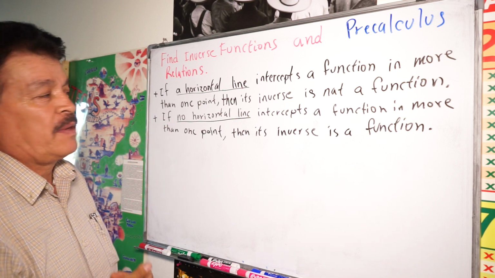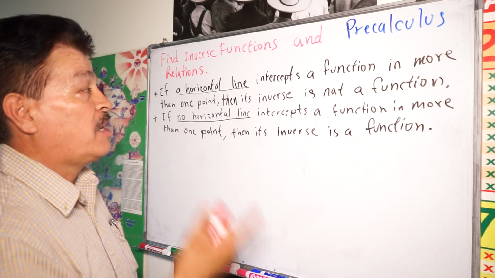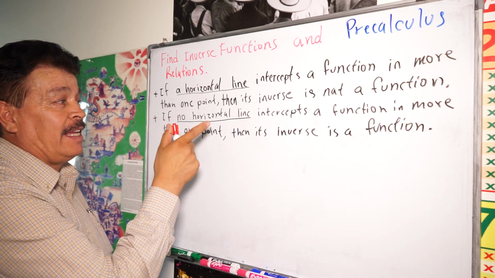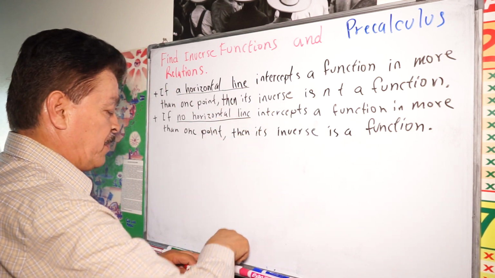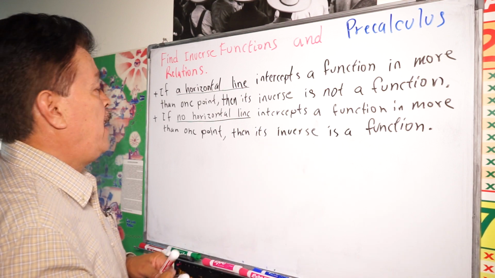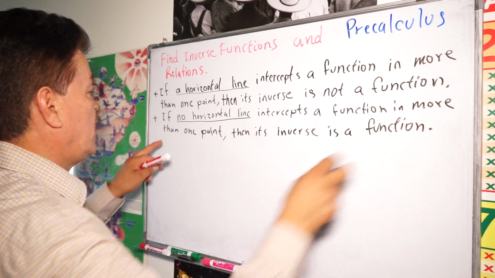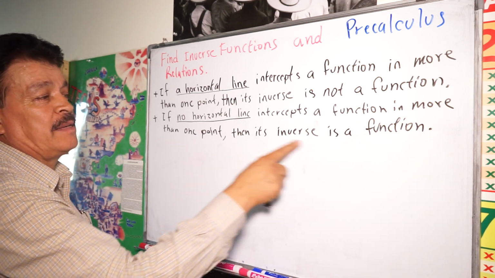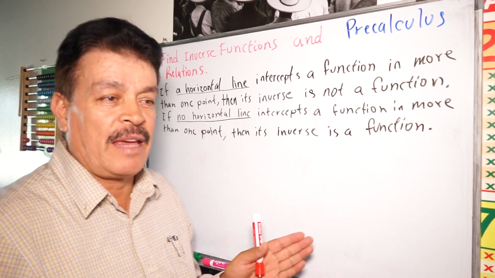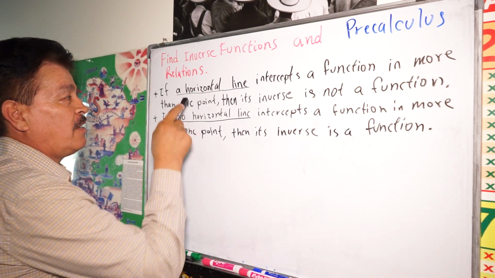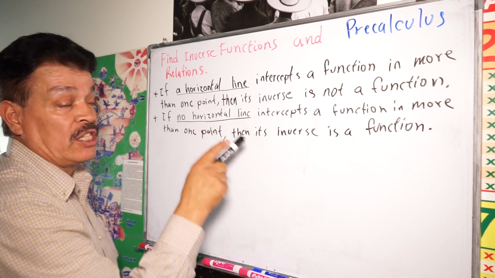If a horizontal line intercepts a function in more than one point, then its inverse is not a function. Okay, it's not a function. If no horizontal line intercepts a function in more than one point, then its inverse is a function. The concept is almost the same, but what is the difference? The difference is right here. This is horizontal line. This is not horizontal line.